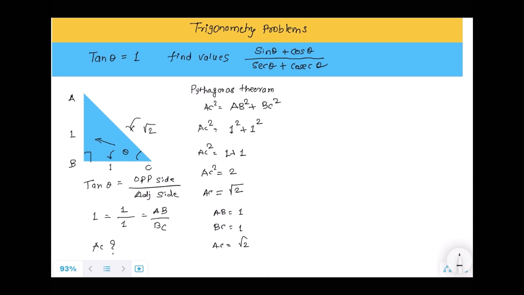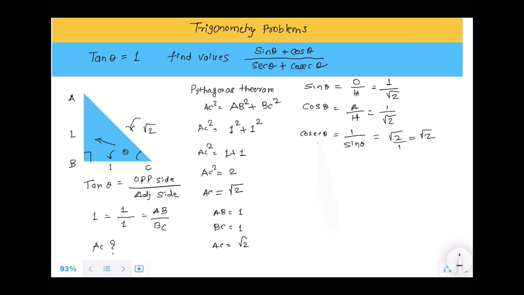Now we can find out sin theta, cos theta, sec theta and cosec theta, which is required to solve the equation. What is sin theta? It is opposite side upon hypotenuse. I am just using the short form O upon H. Opposite side of angle theta is AB, which is 1. Hypotenuse is square root 2. So sin theta is 1 upon square root 2. What is cos theta? Adjacent side upon hypotenuse. Adjacent side of angle theta is BC, which is 1. Hypotenuse is square root 2. So cos theta is 1 upon square root 2.